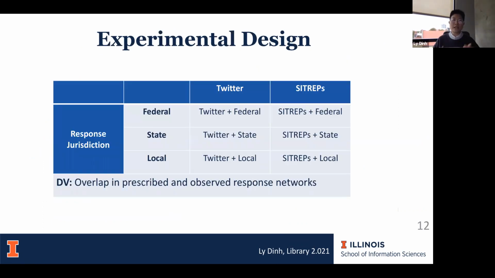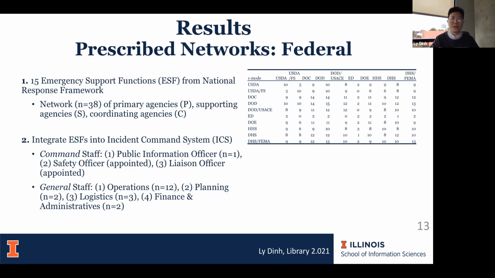All right, and the quick experimental design is, again, I'm looking at response prescribed networks at 3 different levels, and then compare that to the observed networks based on 2 different types of text data. That allows us to establish connections of what actually happened during the response, right?